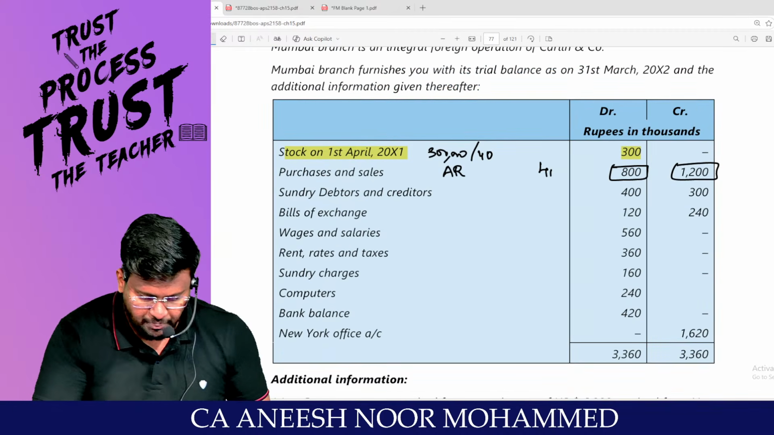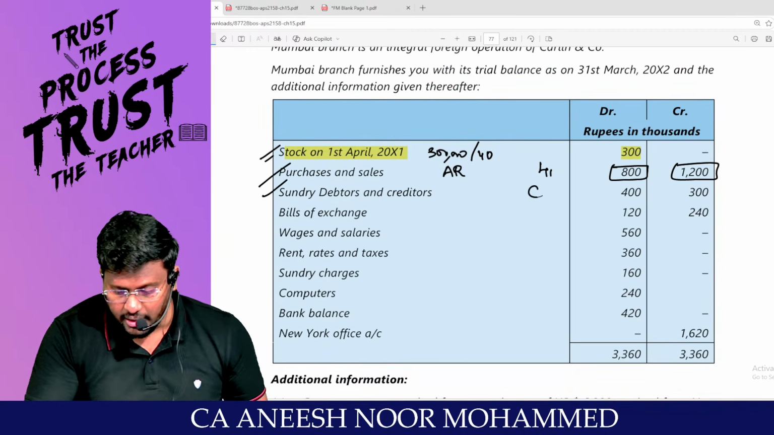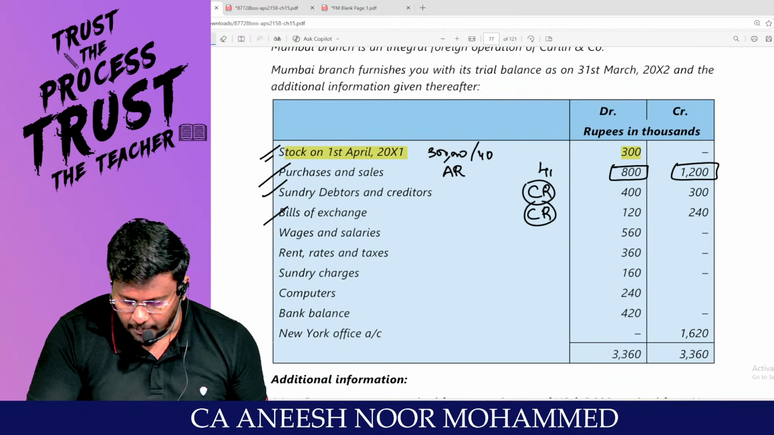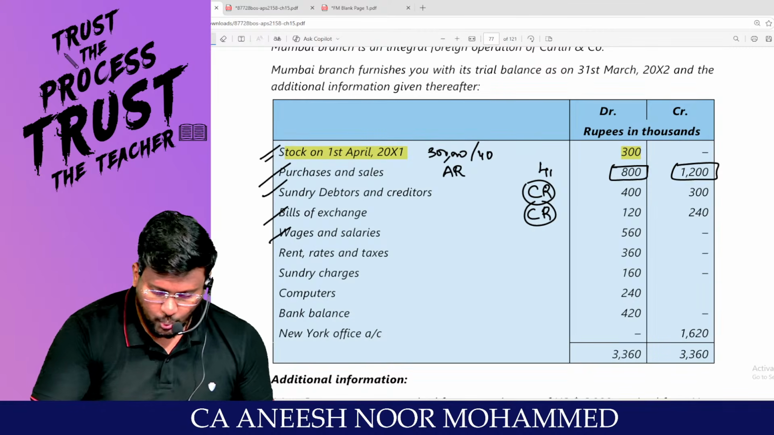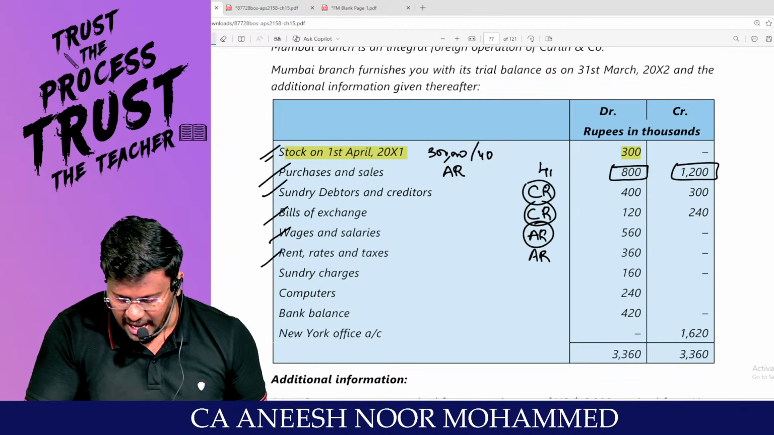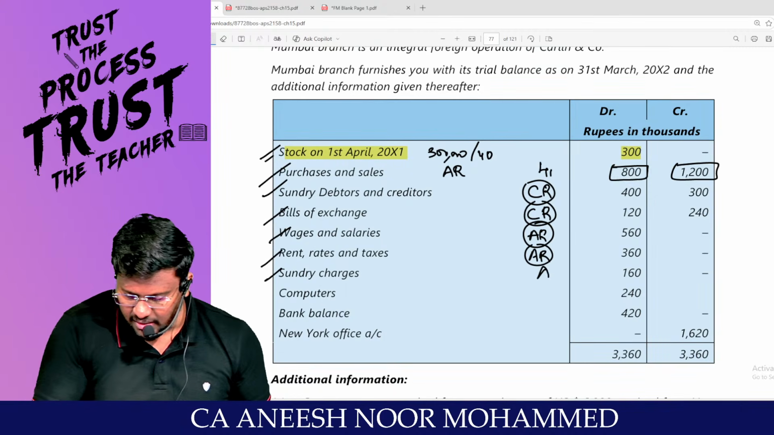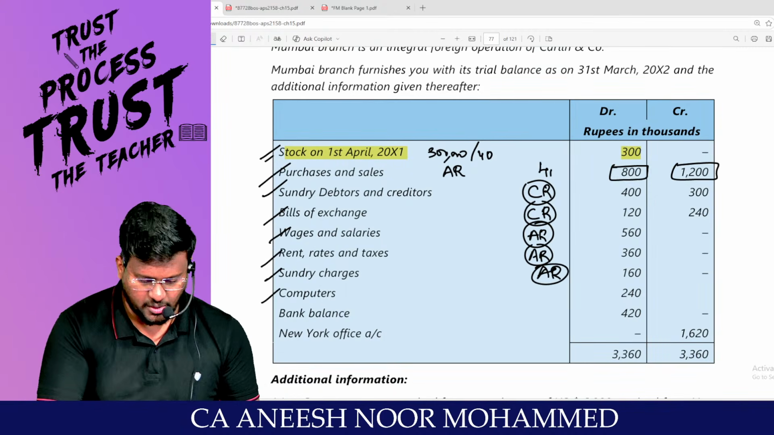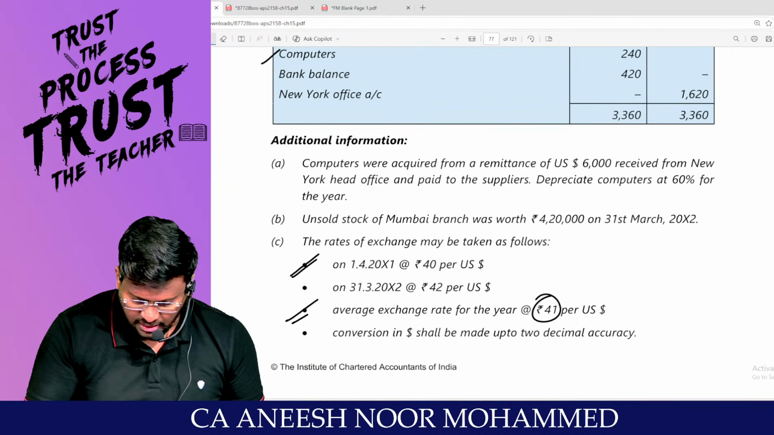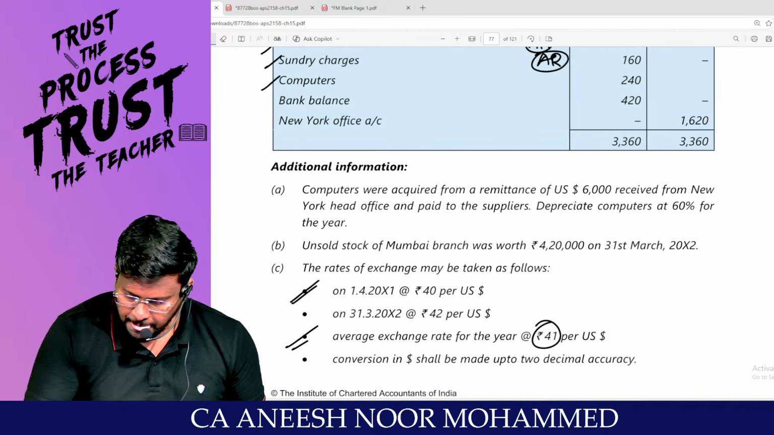Now, sundry debtors and creditors are monetary items. Please convert using closing rate. Bill of exchange, monetary item. Please convert using closing rate. Wages and salary, average rate, because it's an expense. Rent rates and taxes, average rate, because it's an expense. Sundry charges, average rate, because it's an expense. Computer asset, you have to use the asset rate. Sir, if asset rate has been given in the question, you have to use it.